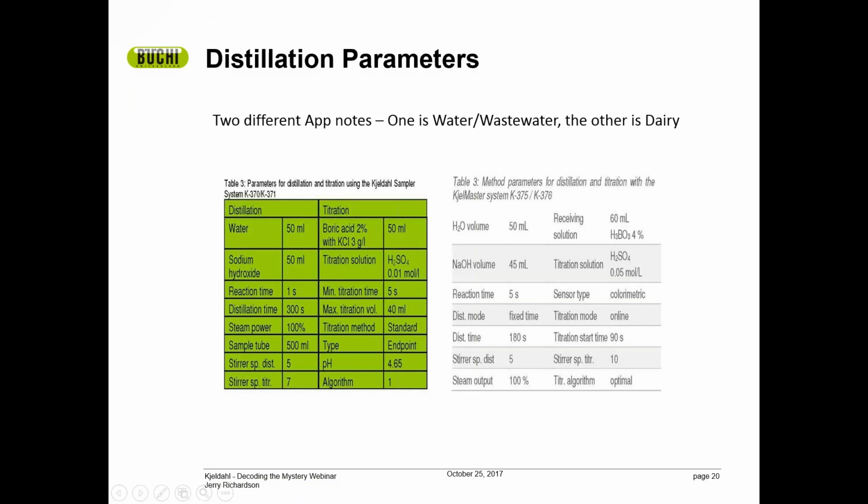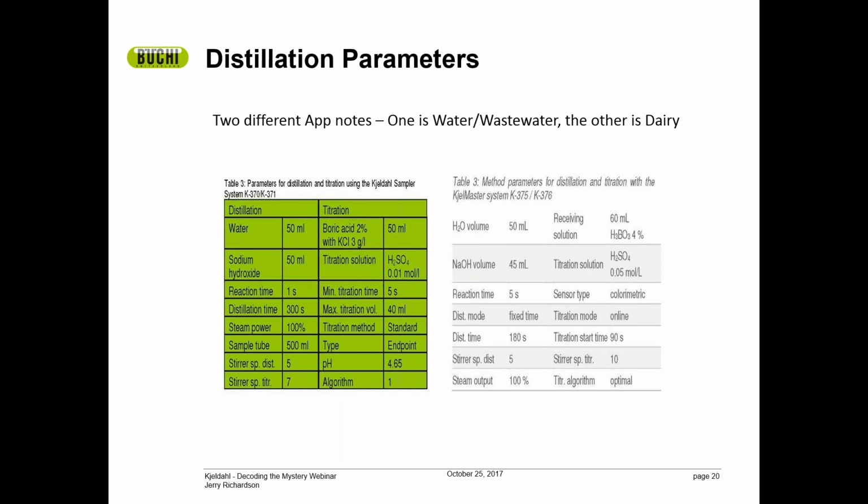Okay, so now we'll look at a little bit of the distillation parameters, and you'll see that basically they're pretty much the same. Whether it be food and feed, or dairy, or wastewater, whatever, it really doesn't matter.